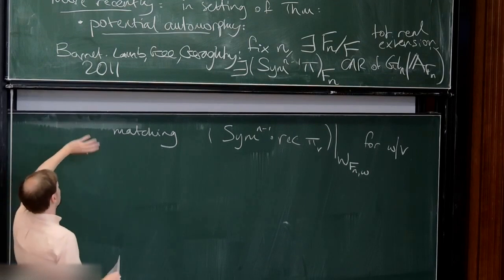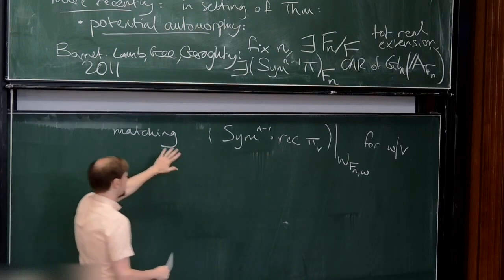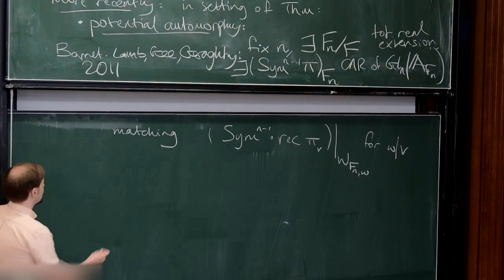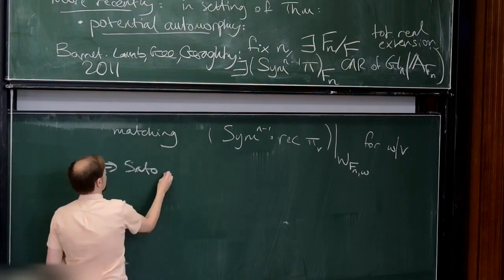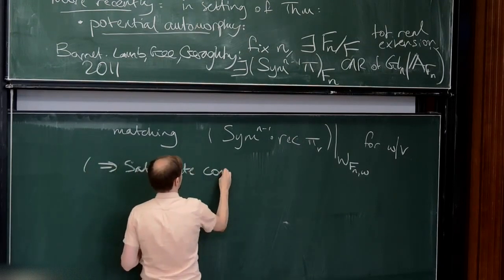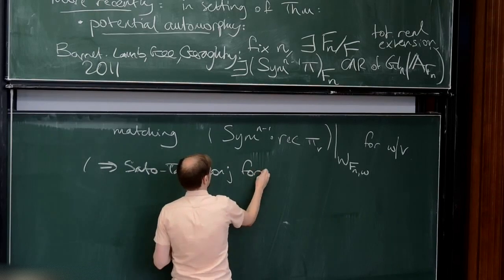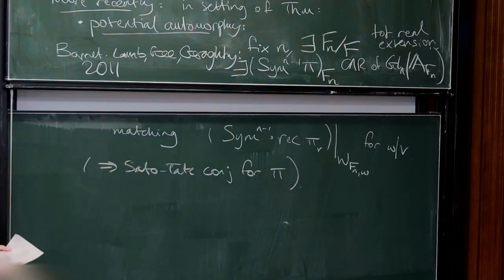All right, and this result falls a bit short of Langlands's conjectures, but it's already very important because this gives enough information to prove the Sato-Tate conjecture for pi, about the distribution of its Sato-Tate parameters.